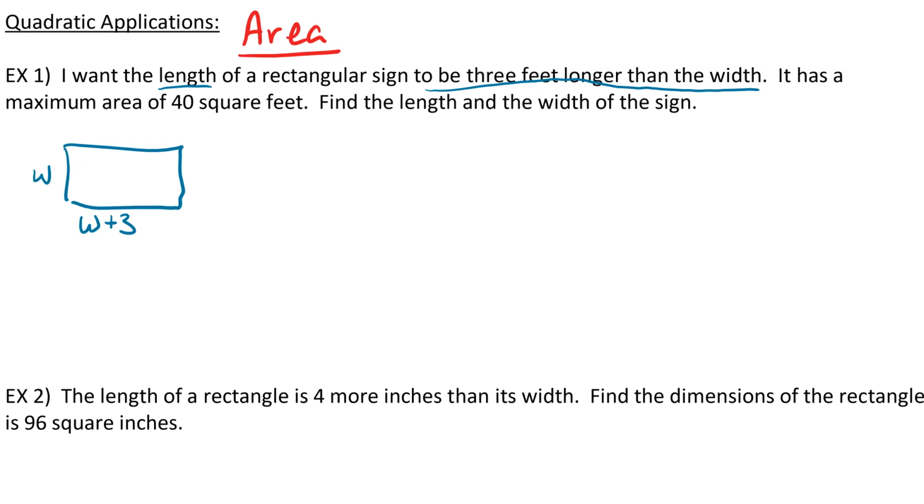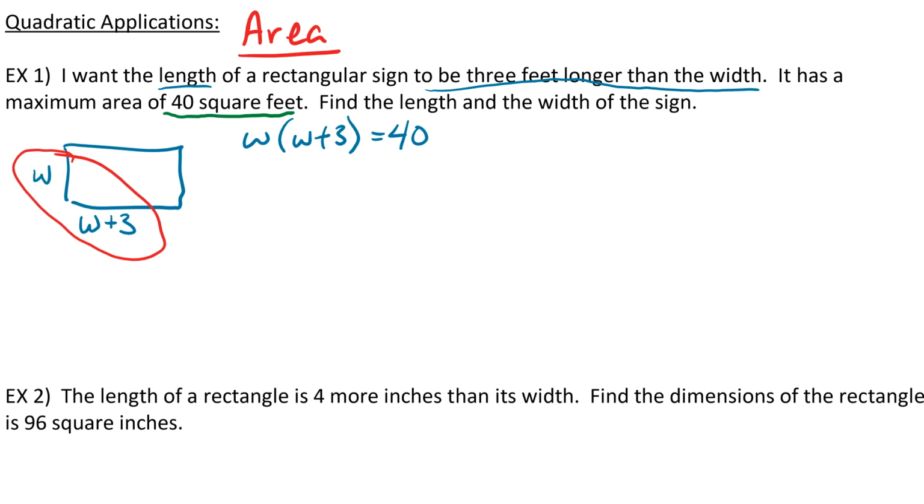Alright, now, for area, that means we want to multiply the two sides. So we're just going to take these two and multiply them together. When we do that, we're going to have W times W plus 3. And that's equal to the area. In our case, we want the area to be 40 square feet. So we're going to set this equal to 40. That's the only new part for the word problem. The rest of it's just going to be solving a quadratic equation.